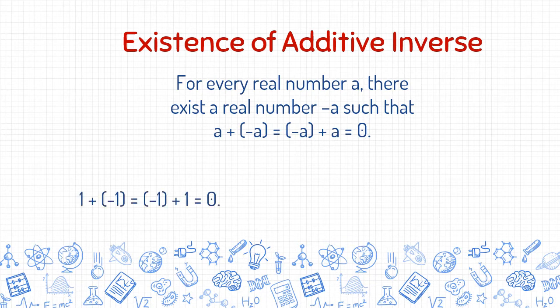So for example, we have positive 1. Then the additive inverse of positive 1 is negative 1. So 1 plus negative 1 is equal to negative 1 plus 1, which is equal to 0. Next, positive 2. The additive inverse of positive 2 is negative 2. So 2 plus negative 2 is equal to negative 2 plus 2, which is equal to 0. In additive inverse, we always get an answer which is equal to 0.